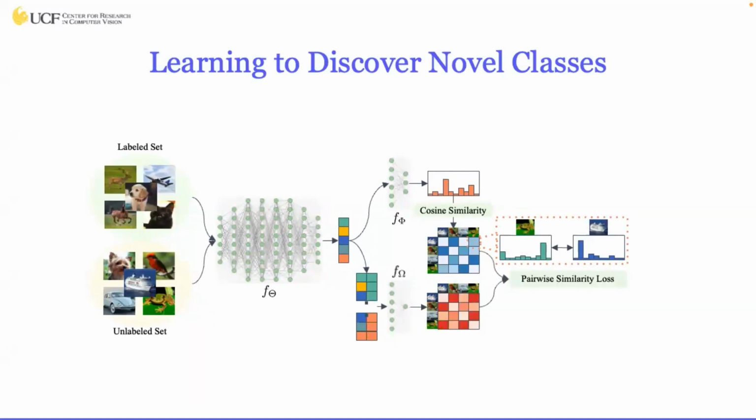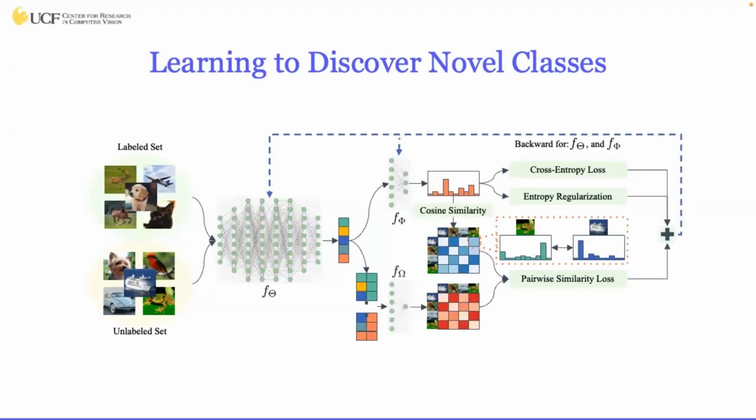We compute our pairwise similarity loss, which is an L2 loss between these two similarities. We also compute cross entropy loss and entropy regularization penalty on top of the output probability scores. We combine these three losses and update only the parameters of the feature extractor F theta and classifier F phi. Note that we haven't updated the parameters of our similarity prediction network F omega yet.